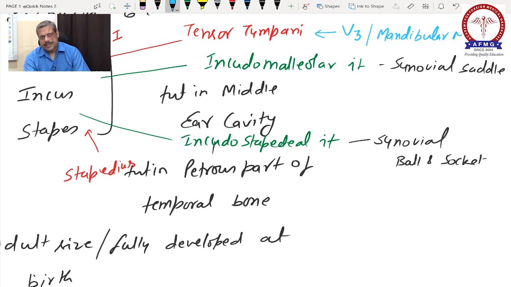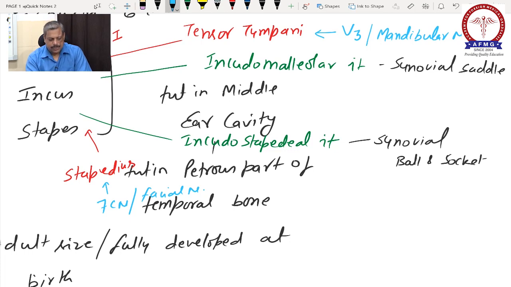Cranial nerves are represented with their numbers. Like this stapedius muscle, what is the nerve supply? It is supplied by the 7th cranial nerve. So we must know that the 7th cranial nerve is the facial nerve. Clear? The 3rd division of the trigeminal nerve is known as the mandibular nerve.